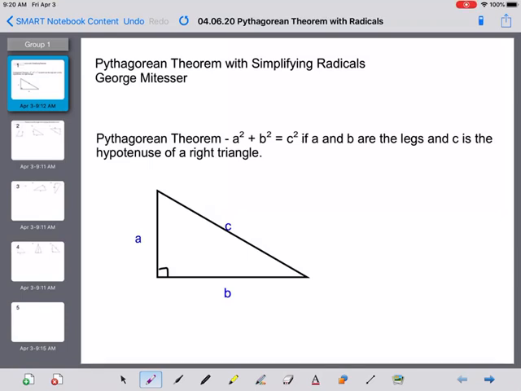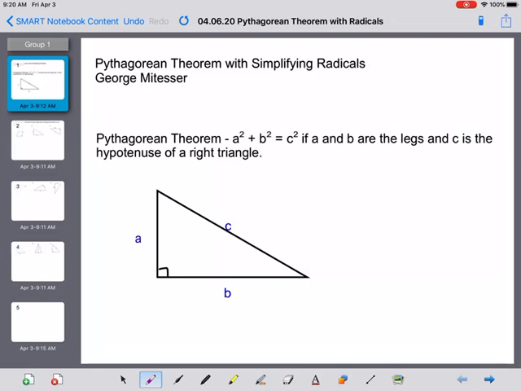All right, good morning. Today we're going to find missing sides of right triangles using the Pythagorean Theorem, but we're going to leave our answers as exact answers, which you might recall means leaving your answer in simplest radical form. So open to your vocabulary, and you're going to put in Pythagorean Theorem.